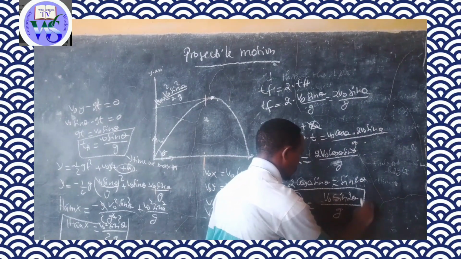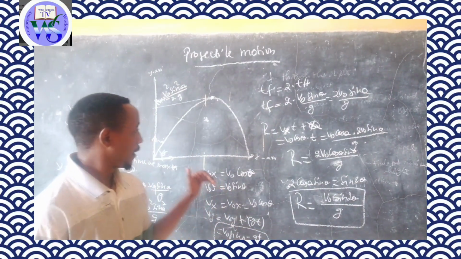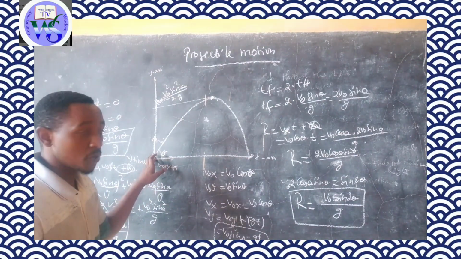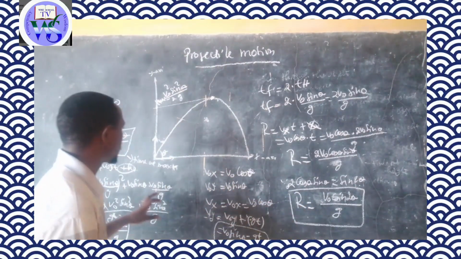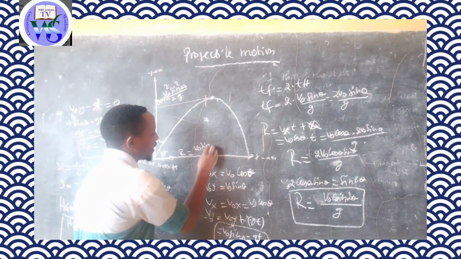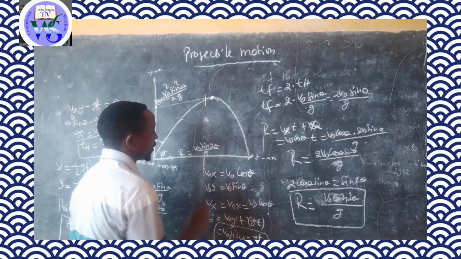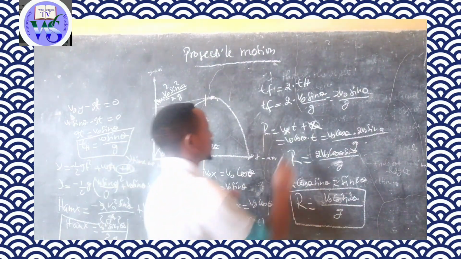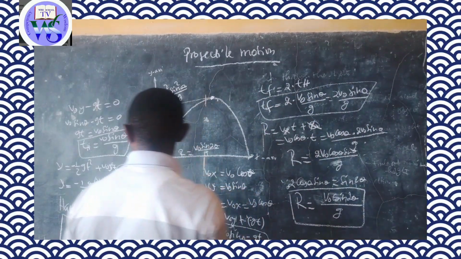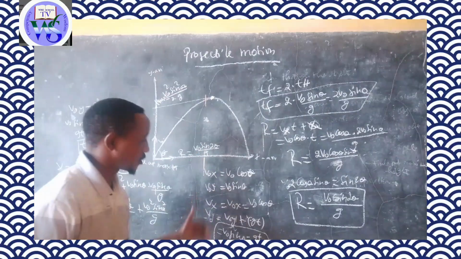So this is the range for the projectile from the initial position, which is 0, 0. It means that the range is equal to v0 squared sine of 2 theta over g. And the time of flight, remember, is also that. So those are the principal parameters for this projectile.